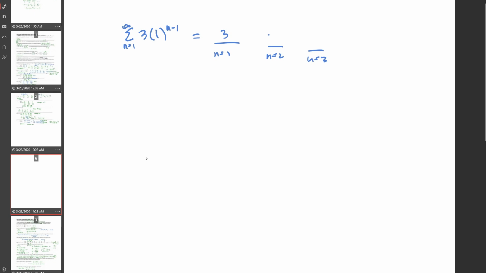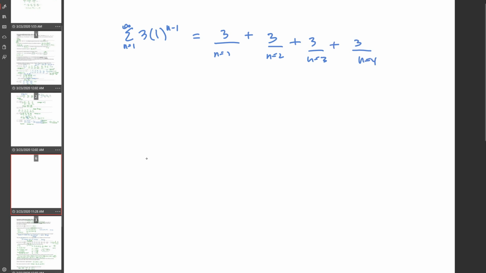So then this would also be 3. If n is equal to 3, this would also be 3. What about when n is equal to 4? If n is equal to 4, this is 1. This is also going to be equal to 3. Okay, so this is a series. This sigma here means addition. So this is a series.